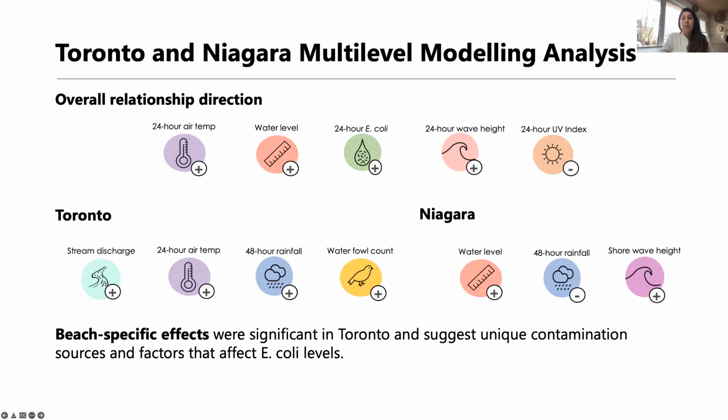So beach-specific effects were significant in Toronto. And what does that mean? It means that we saw some clustering of the data happening at the beach level. So we were seeing some differences between beaches in Toronto. This was statistically significant, so it would suggest that there could be unique contamination sources and factors that affect E. coli levels at the beach level in Toronto. However, we did not see this in Niagara. So in Niagara, we might see more of a general trend happening across the region, whereas in Toronto, it might be more important to look at this at a beach-specific level. And this is important information for us to know as we're building our predictive models.